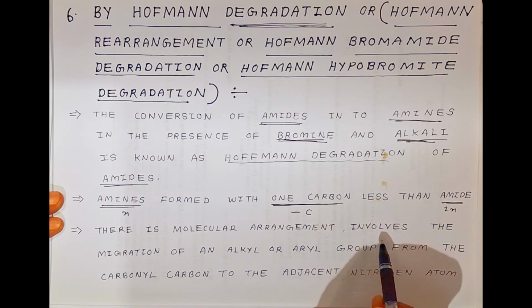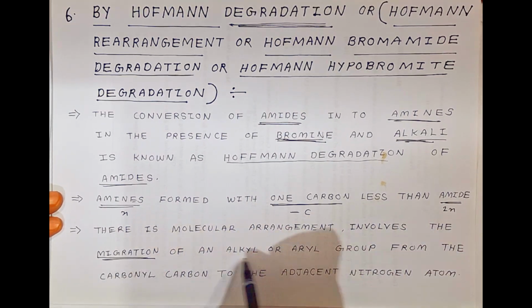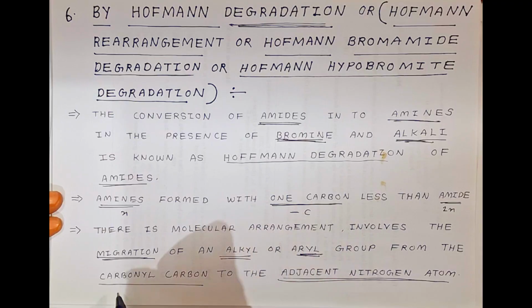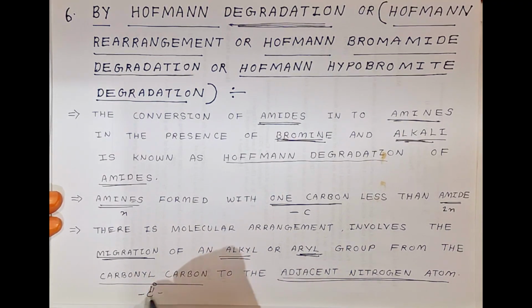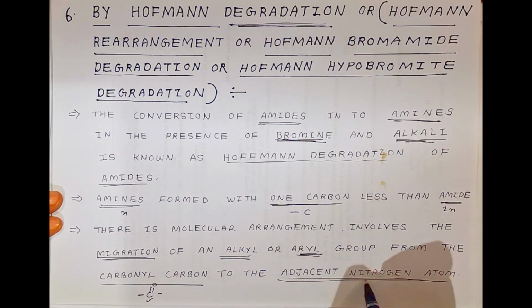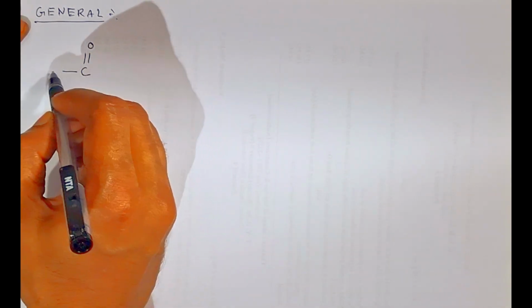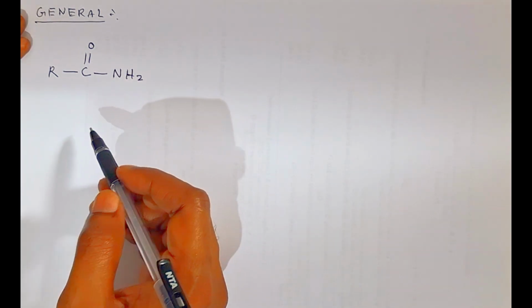There is a molecular rearrangement involving the migration of an alkyl or aryl group from the carbonyl carbon to the adjacent nitrogen. The alkyl group attached to the carbonyl carbon will migrate to the nitrogen atom. That is why it is also called the Hofmann rearrangement reaction. Generally we can write it here: this is the carbonyl, one valency by alkyl, the other by NH2. So this is the alkyl amide.